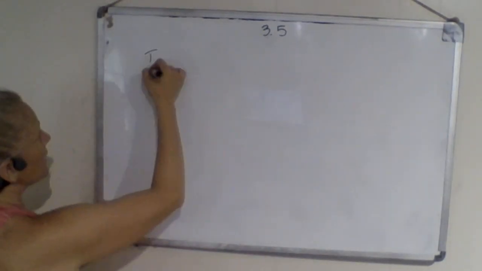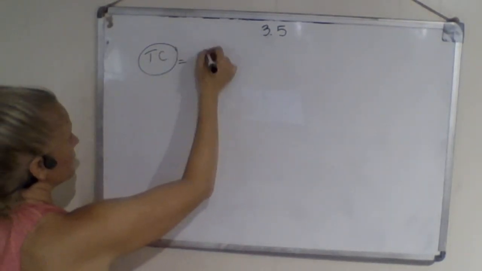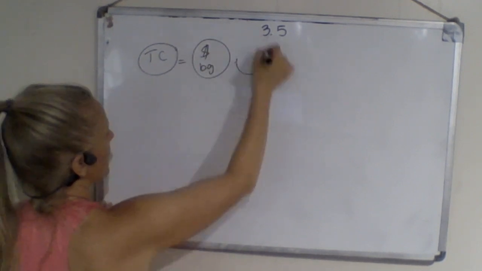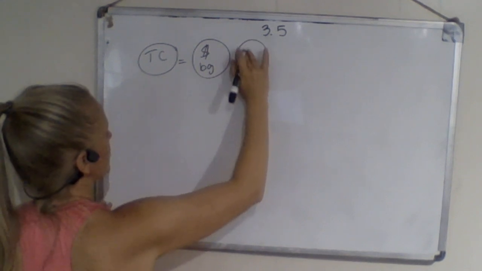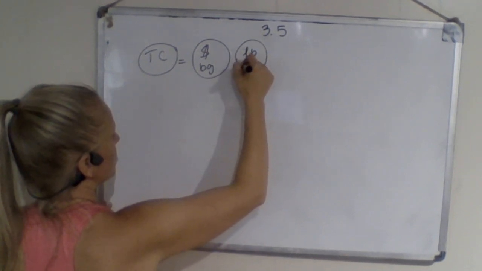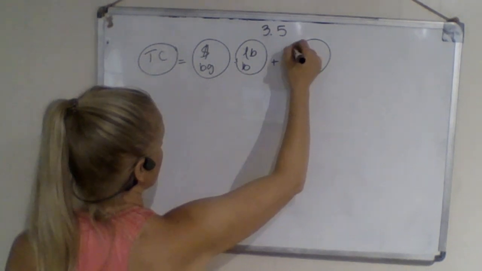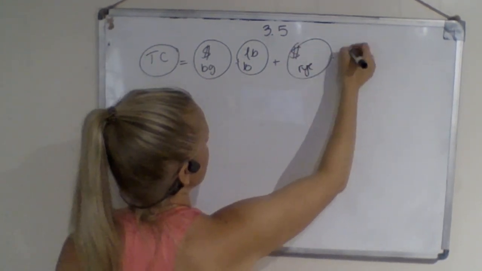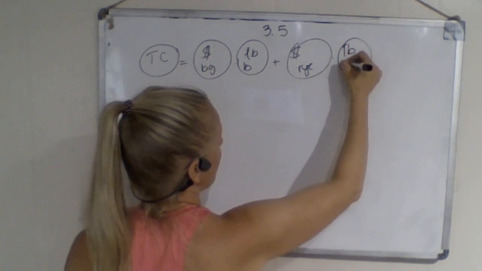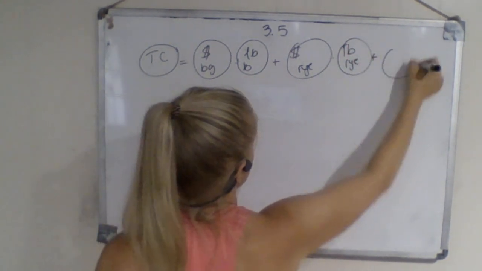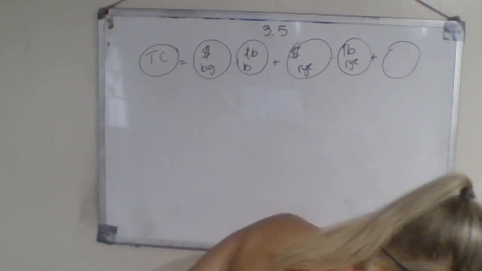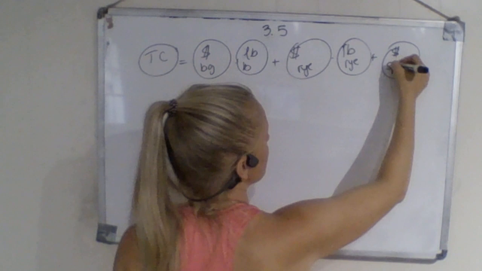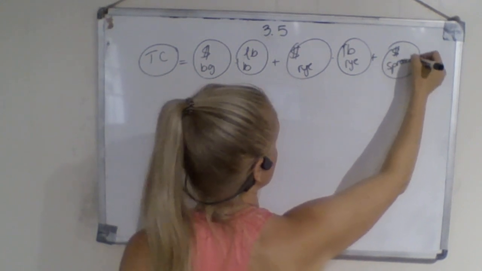The total cost, and I'm too lazy to write all the words, is going to be dollars for bluegrass times pounds. I'm just going to write LB of bluegrass plus dollars per whatever, like rye, times pounds of rye. But you also have an extra cost, right? We have to rent or we buy a spreader. So it's dollars for spreader.